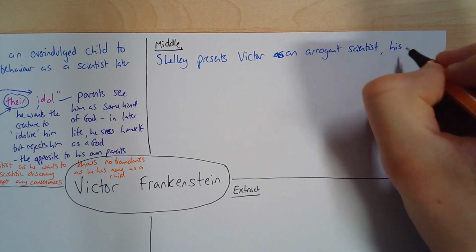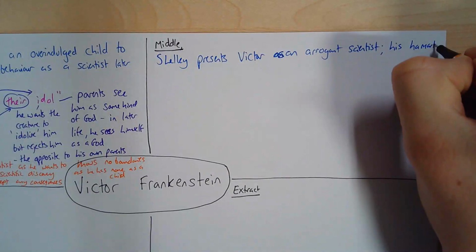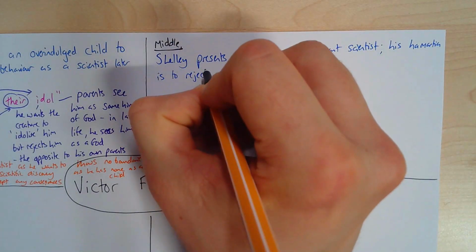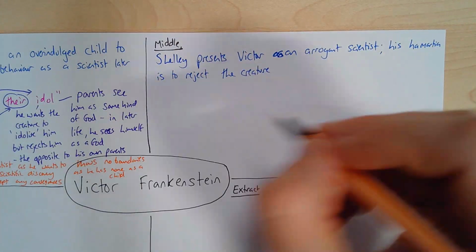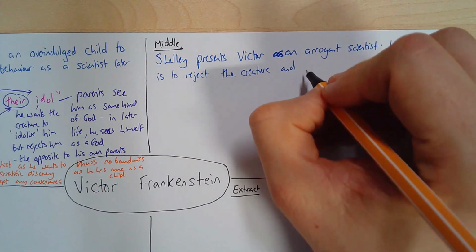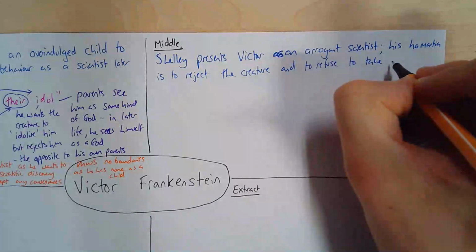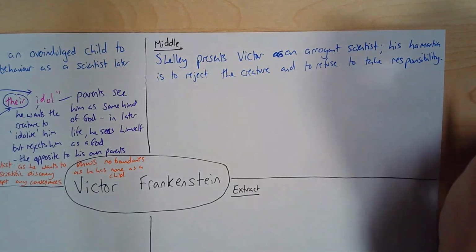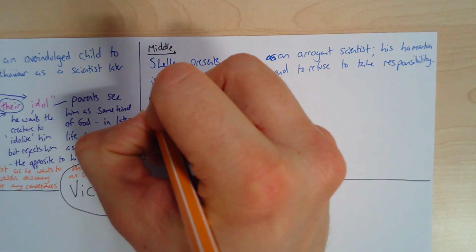His hamartia is to reject the creature and to refuse to take responsibility. And that's his hamartia, because this leads to his tragic downfall. And you can even put this in here. This leads to his tragic downfall.